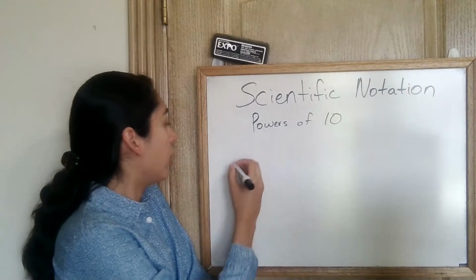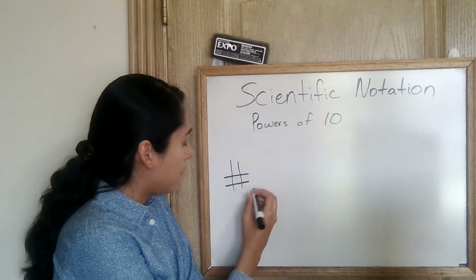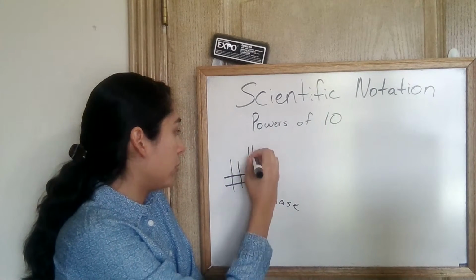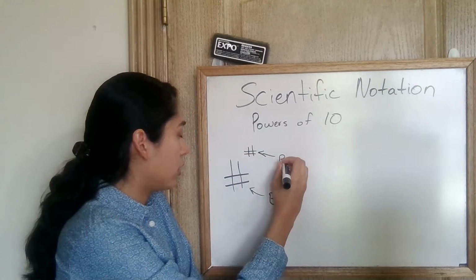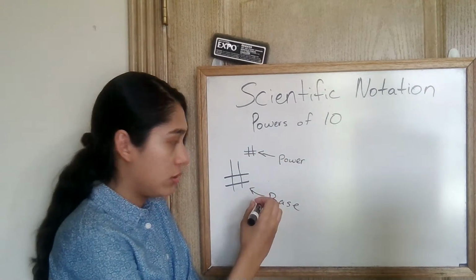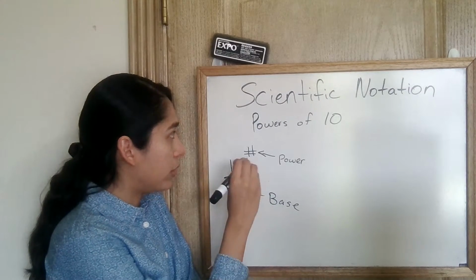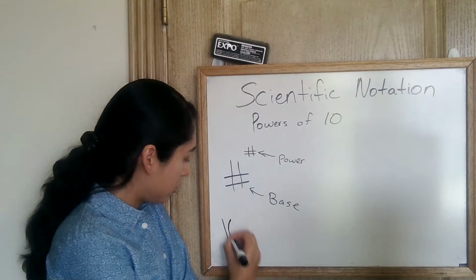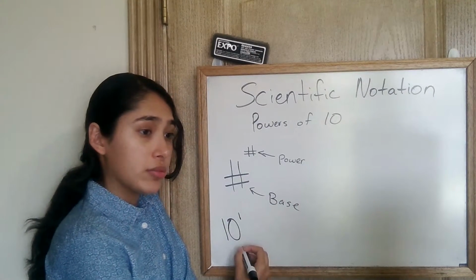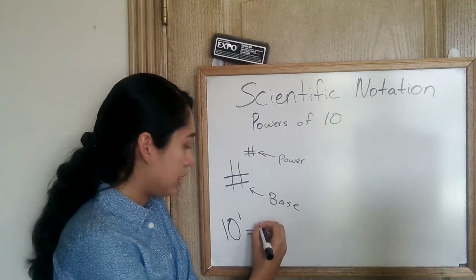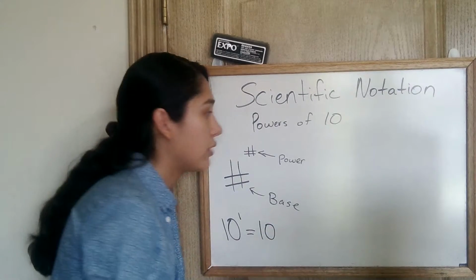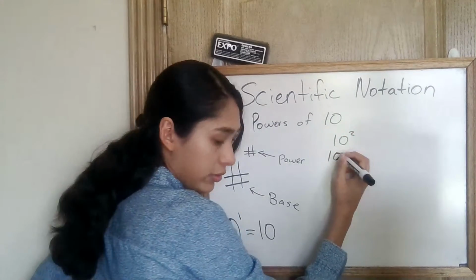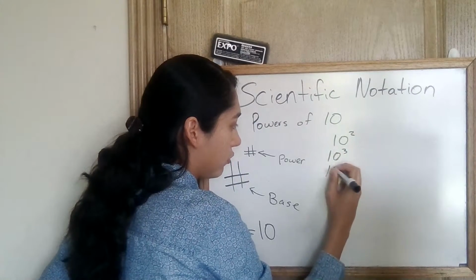So remember here, the number that we have here, this is called our base. And then the other number over here is called your power. So here with powers of 10, we're actually going to be doing this. 10 to the power of 1 is the same number, 10. So we do 10 to the power of 2, 10 to the power of 3, 4.